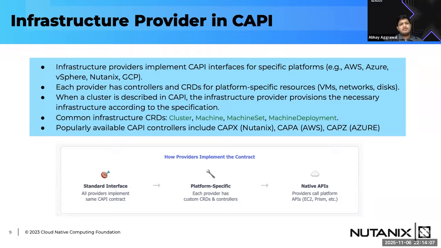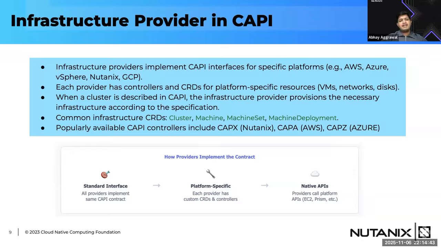Common CAPI CRDs that are used by these providers. These are the core abstractions that all providers use. Cluster represents a complete Kubernetes cluster with control plane and workers. Machine represents a single node, a VM that could be control plane or worker. MachineSet manages a set of identical machines and ensures the desired replica count. MachineDeployment is like a Kubernetes deployment, but for machines, and handles rolling updates. If you understand pods, replica sets, and deployments, you already understand the CAPI model.